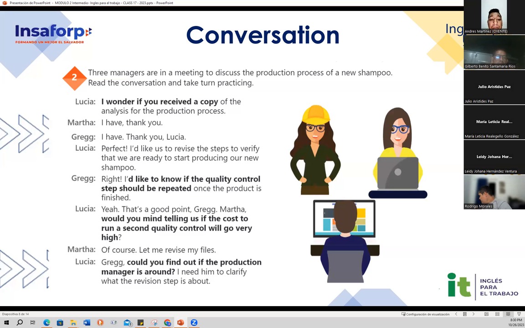Marta, would you mind telling us if the cost to run a second quality control will go very high? Of course. Let me revise my files. Greg, could you find out if the production manager is around? I need him to clarify what the revision step is about. Okay, very good. Thank you so much.